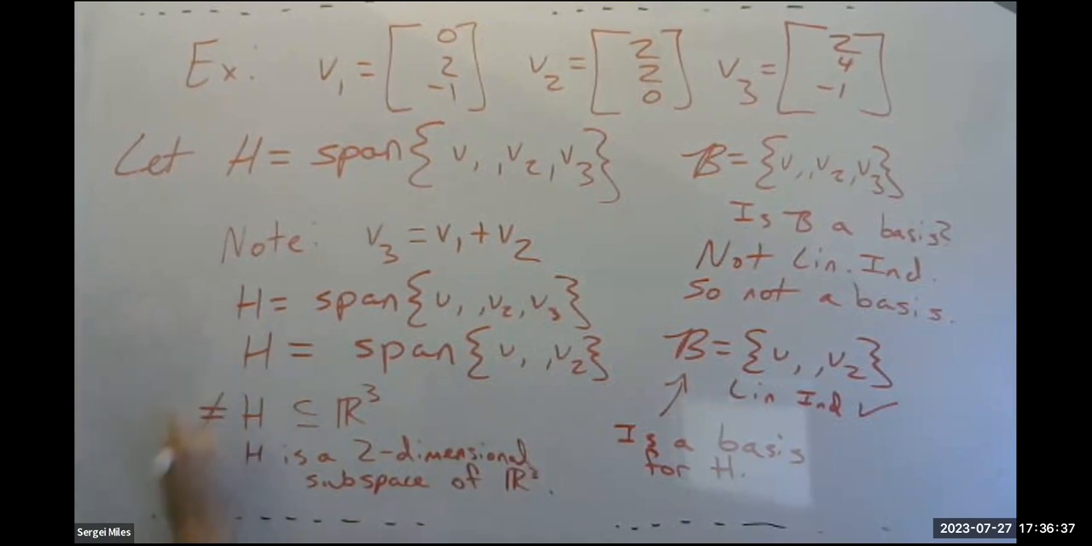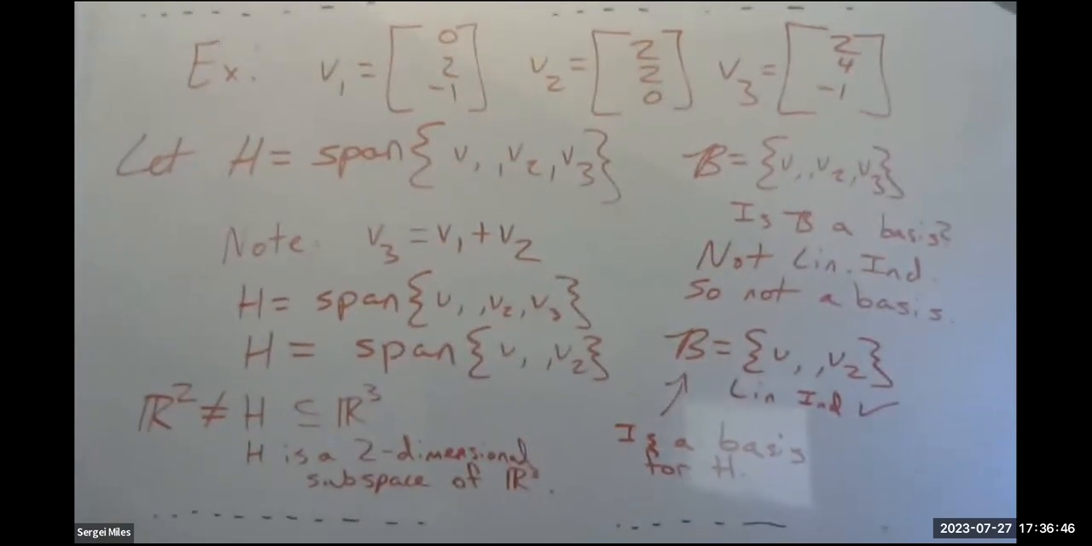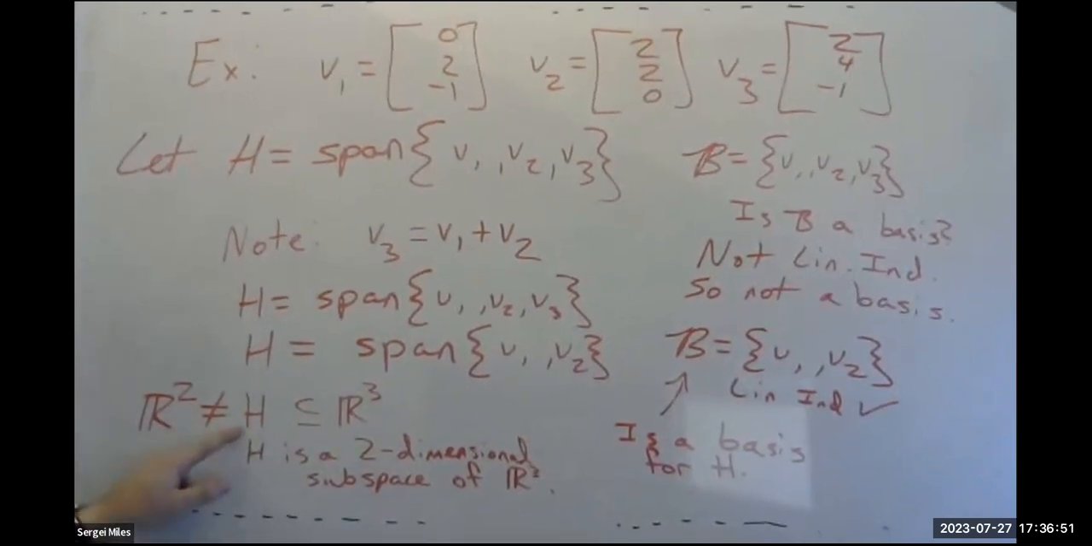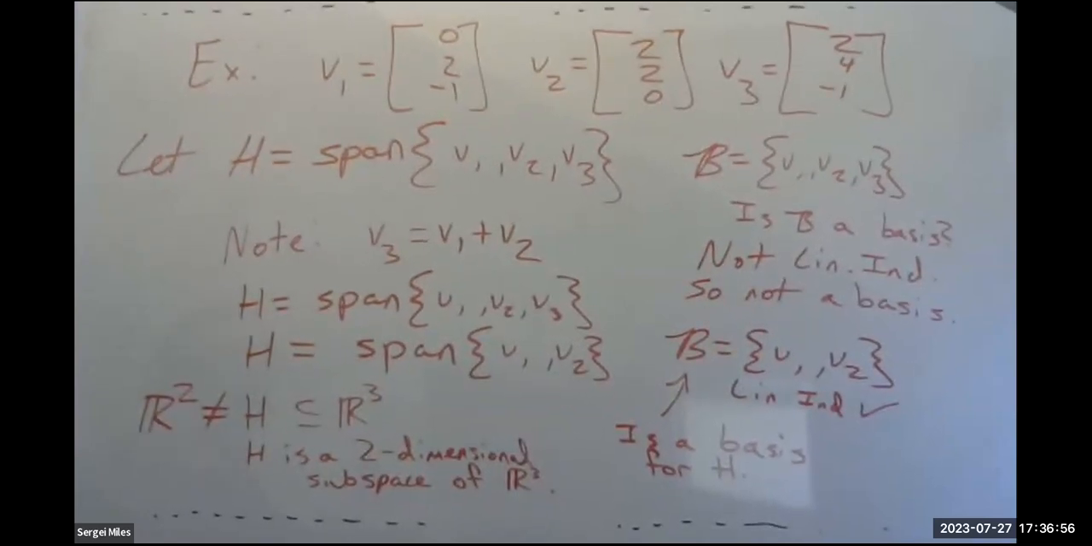Also note H does not equal R2. Again, the dimension of your space does not tell you that you're in R2 or R1 or anything like that, because H is still inside of R3. The vectors that are in this set H, in this subspace H, have 3 entries. These vectors only exist inside of R3. So this is a subset of R3. This does not equal R2. Right? So I want to really clarify and emphasize this.